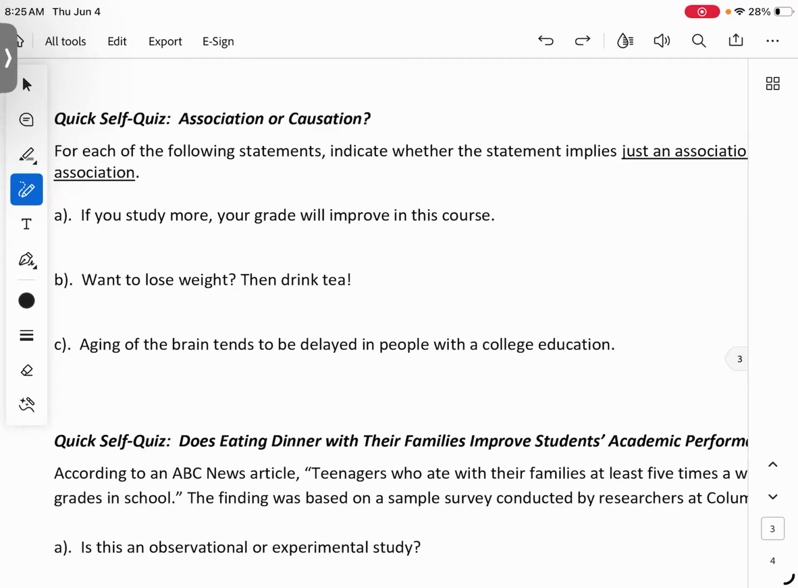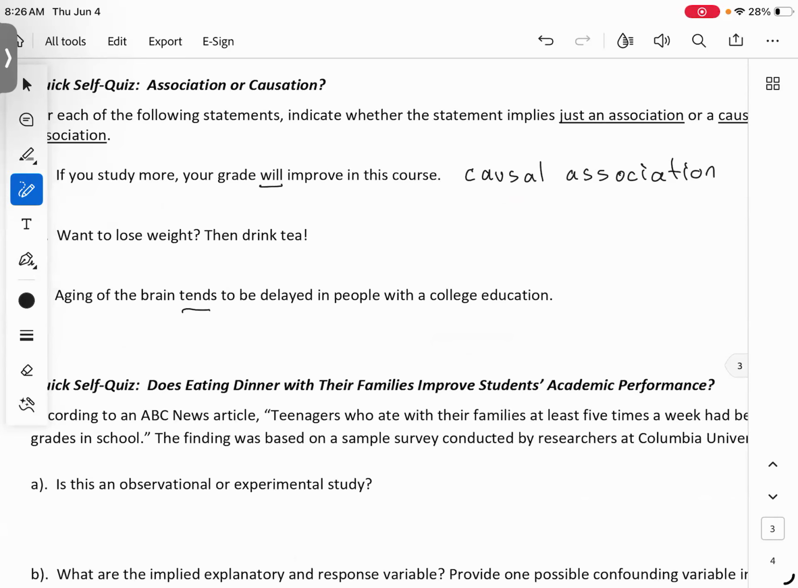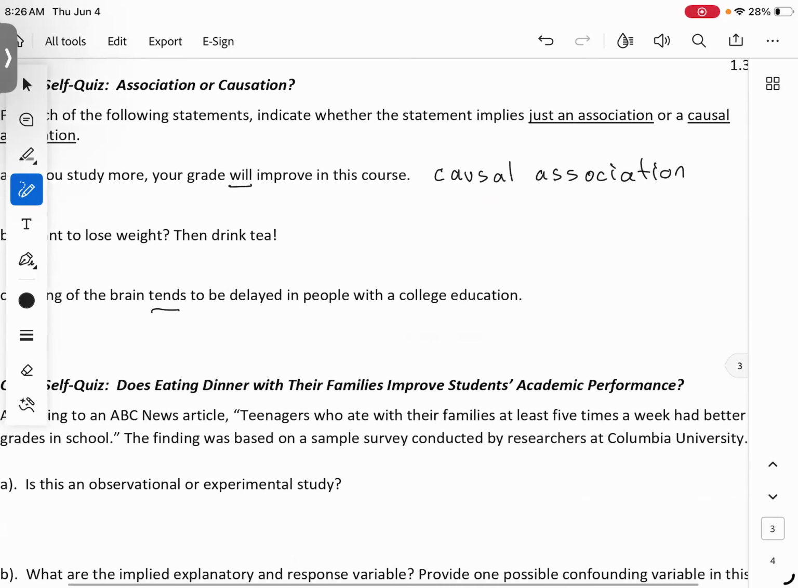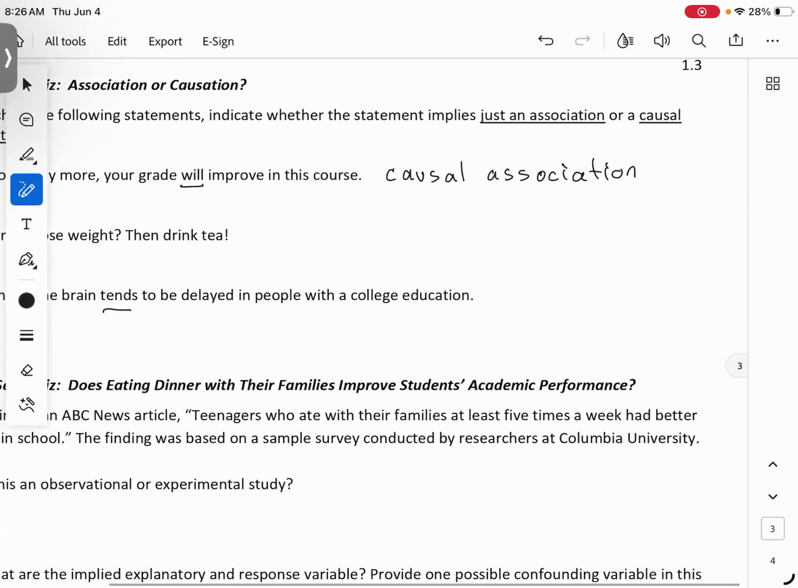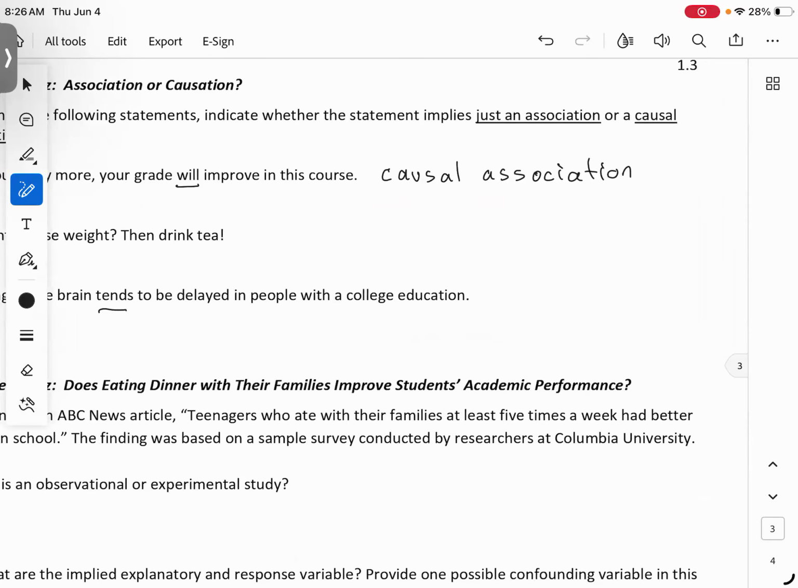Again, the first one has that stronger language of if you study more, you will improve. So this one sounds like they're being more definitive, more bold. They've got the cause and effect language, so this would be causal association. I'm going to skip to the third one. This one has the softer language: aging of the brain tends, it's like maybe, might be delayed in people with a college education. So that's going to be just association.